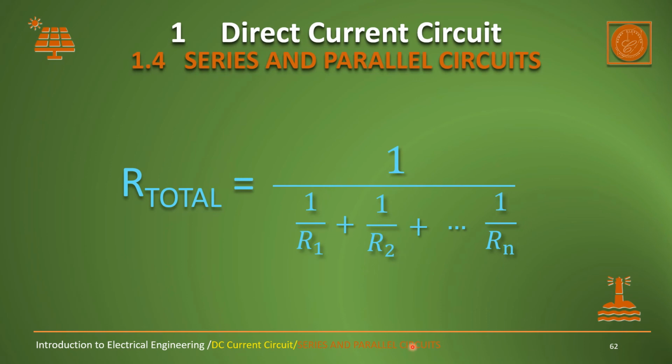in the circuit. So for the formula, the total resistor is equal to 1 divided by the total of reciprocal R1 plus reciprocal R2 plus and so on, plus reciprocal Rn if there are n resistors in the circuit. For our examples, it's only 3 resistors in the circuit. So this number should be 3, R1, R2, and R3.